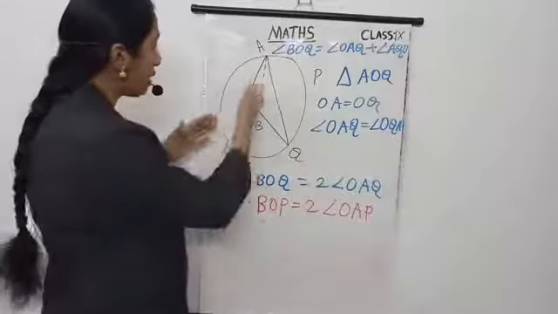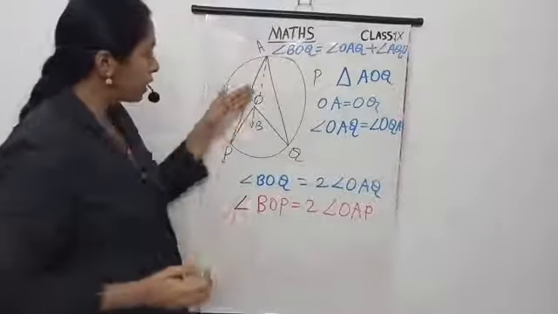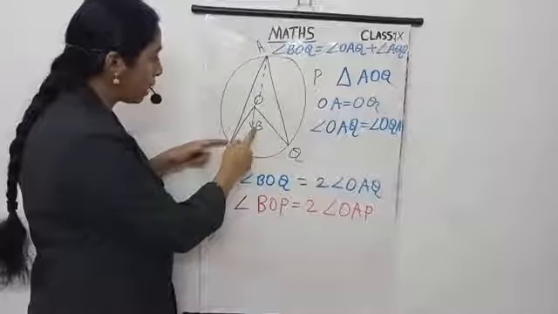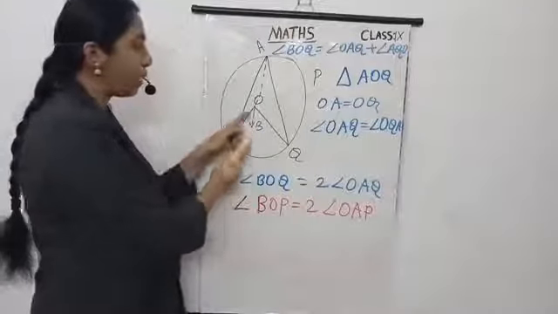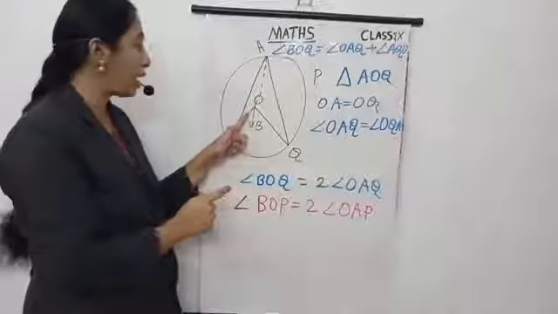Now consider the same way this triangle. Now consider angle BOP. Angle BOP means this exterior angle.